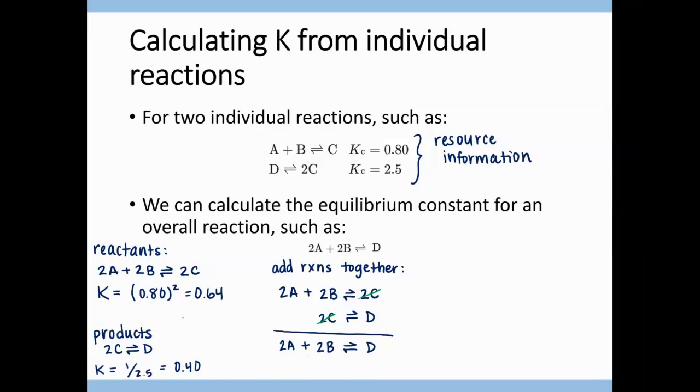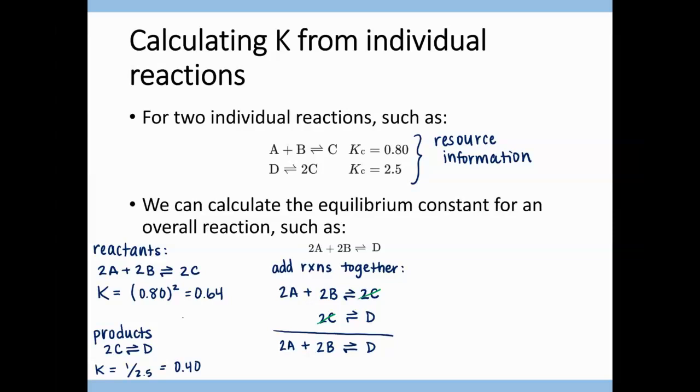Now you could start here. You could start by thinking, I need to reach this overall reaction. How can I manipulate those given reactions to then cancel certain things out and have the correct coefficients? Based on this process, you know that you need to multiply the first one by 2. So you'd go over here, multiply by 2, and raise K to the power of 2. This one you need to reverse, so then you would invert the K. That's fine too. Go through this problem in that process as well.